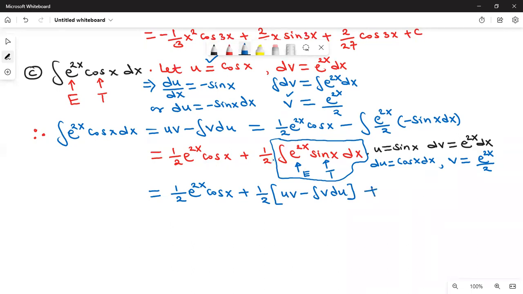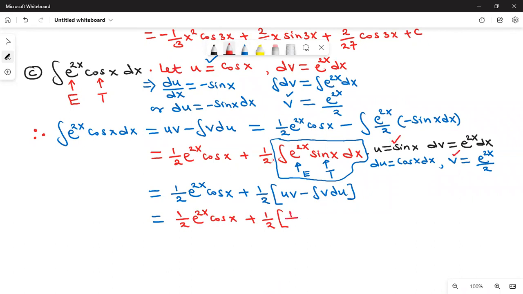Remember, there will be a constant c of integration later, but I don't need to write it here. We'll only write it at the last step. So this is equal to, I can use another color, 1 over 2 exponential 2x cos x plus 1 over 2 uv. Our new u is this and our v is this, so let's multiply.